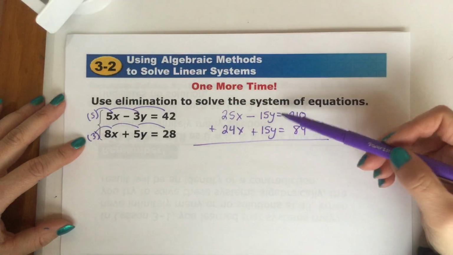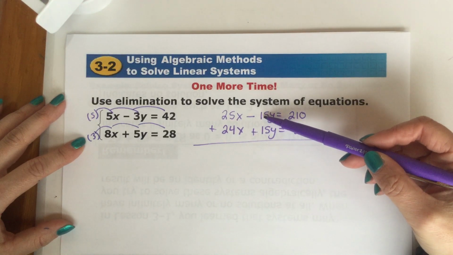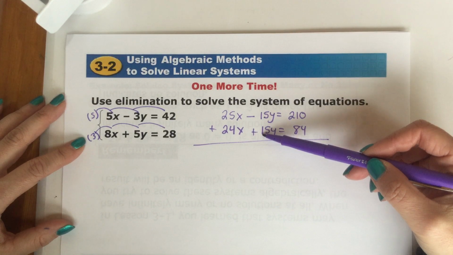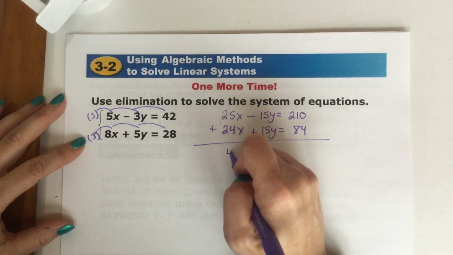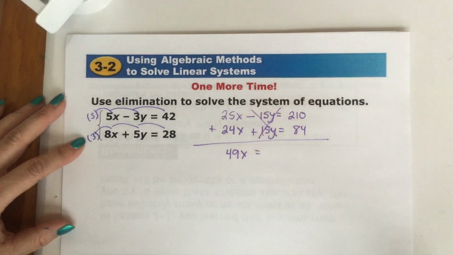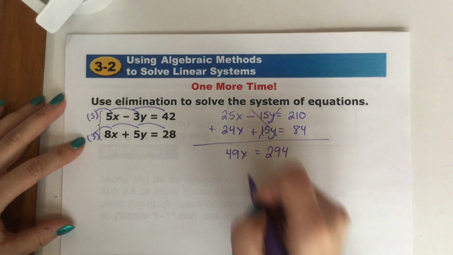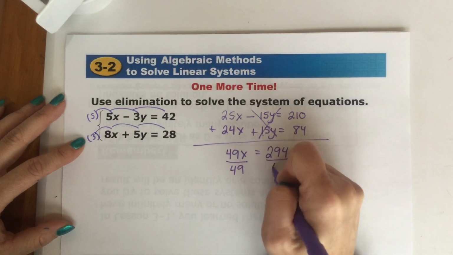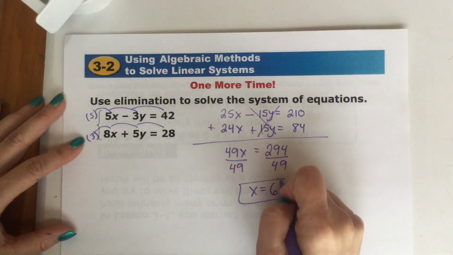Now I can add them together because look, my y's will be eliminated because in front of one I have a negative 15, in front of the other I have a positive 15. If I add 25x plus 24x is 49x. The y's are eliminated. That's why it's called the elimination method. 210 plus 84 is 294. To go ahead and solve for x, I need to divide both sides by 49. 294 divided by 49 is 6.